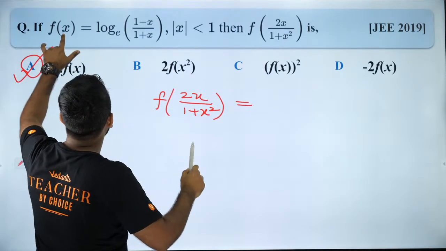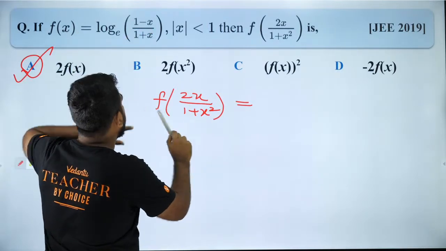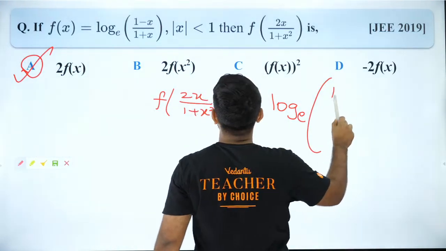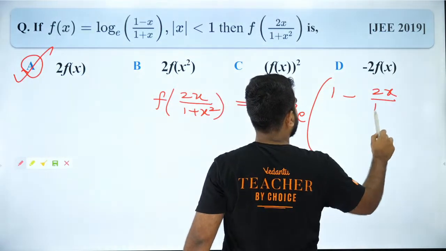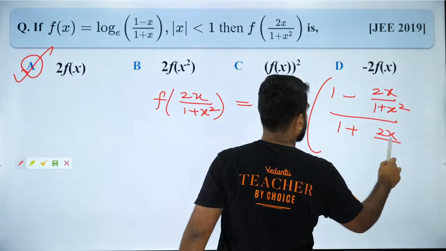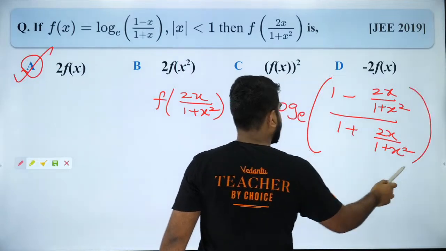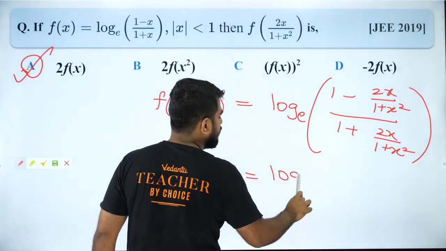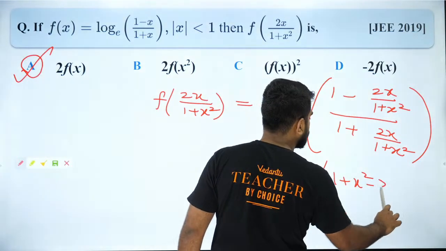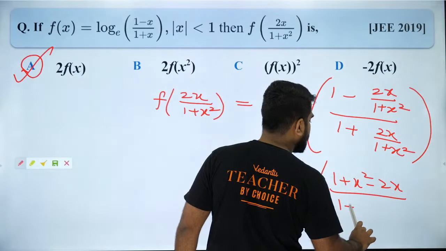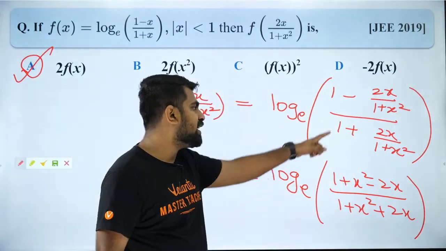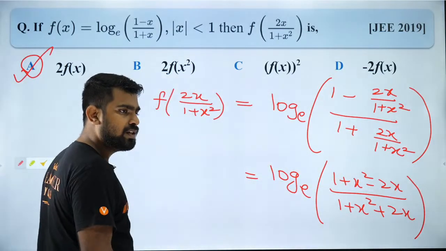So that means wherever x comes, I will put 2x by 1 plus x square. So it is going to be log to the base e of 1 minus 2x by 1 plus x square, divided by 1 plus 2x by 1 plus x square. So I am going to take LCM. So when I take LCM, what will happen? Something very beautiful will happen. You have a look at it. You will get 1 plus x square minus 2x divided by 1 plus x square plus 2x. Don't you all agree? Everybody? When I take LCM, will I get this?